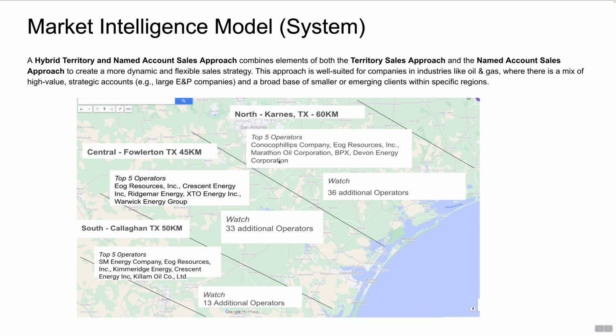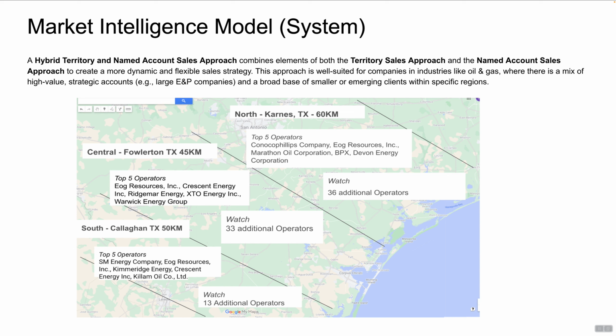And then we've looked at it from a geographic perspective. So looking at around 60 kilometers or 60 miles around the Carnes area, and then who are the top operators, and then who are the other operators that we're watching and developing from a sales strategy perspective. Then we look at Central, which is essentially the Fullerton, and we pick that distance around the Fullerton area and who are the top accounts, as well as who are we looking at.